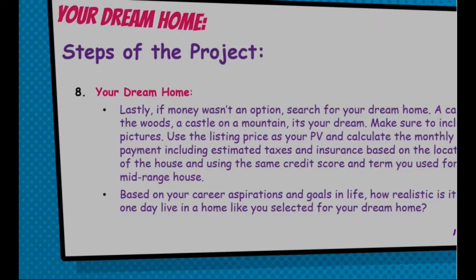And then finally, lastly, this one's just kind of for fun, and I'm not requiring you to do all this additional stuff. Well, not so much additional. There are some things we need to do. But if money wasn't an option, I want you to just search for your dream home. It can be a cabin, it can be a mansion, a castle, wherever. Make sure to include pictures. Use the listing price as your PV and calculate the monthly payment, including estimated taxes and insurance based on the location of the house and using the same credit score and term used for your mid range house. So you don't have to go and do another credit score.